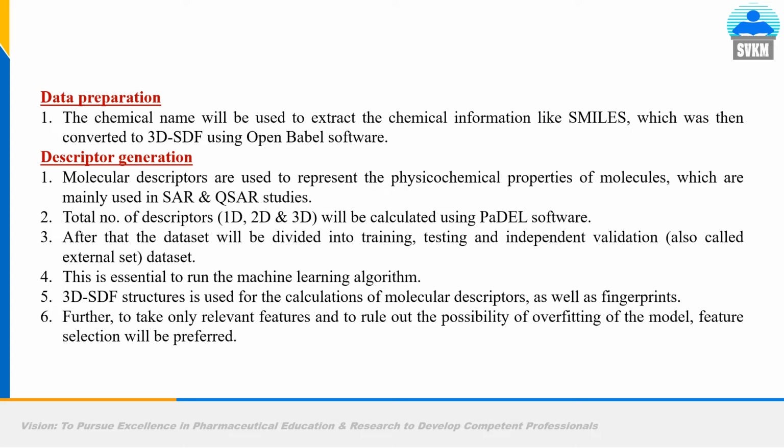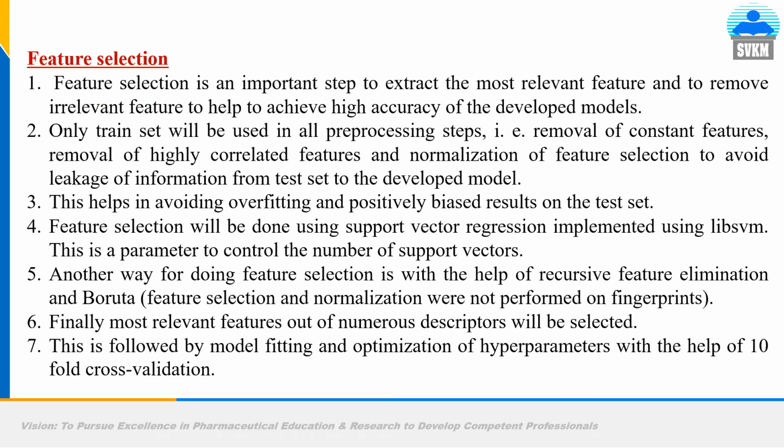Further, to take only relevant features and to rule out the possibility of overfitting of the model, feature selection will be preferred. We already know what is the meaning of overfitting and underfitting. Feature selection is an important step to extract the most relevant features and to remove irrelevant features to help achieve high accuracy of the developed model.